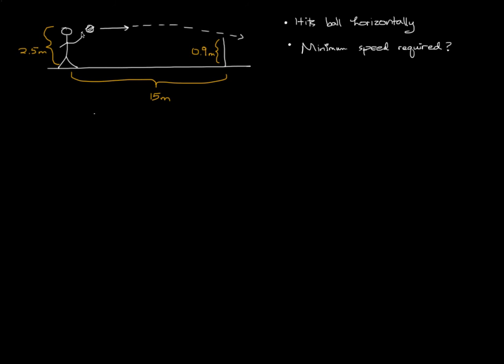So when he or she hits the tennis ball, it's going to be above the ground at 2.5 meters. And the tennis player is going to attempt to hit this ball horizontally, so completely horizontally, when the tennis ball is served. So the question is asking, what is the minimum speed required so that this tennis ball can cross this 15-meter distance and this 0.9 meter high net?